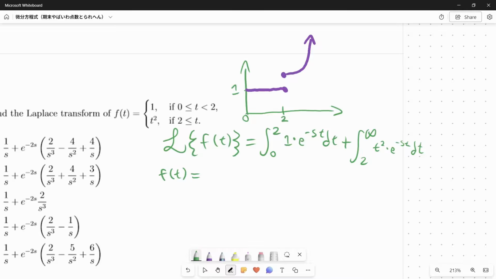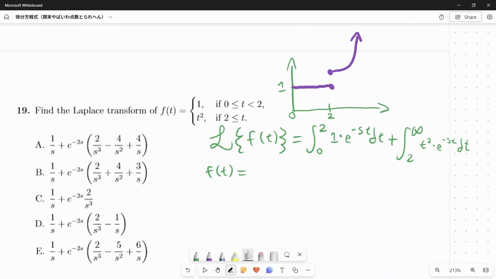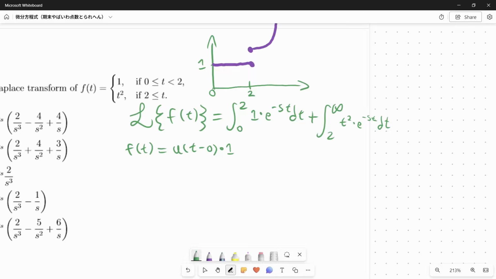We can attach a unit step function to 1 because we know that this portion turns on at 0. So u of t minus 0 times 1. And that's going to be a positive 1 because it's turning on. So I'm going to use a positive to represent turning on, and a negative to represent turning off. And we know that it turns off at t equals 2. So then we'd add a unit step function of u of t minus 2 to account for that shift, times negative 1.